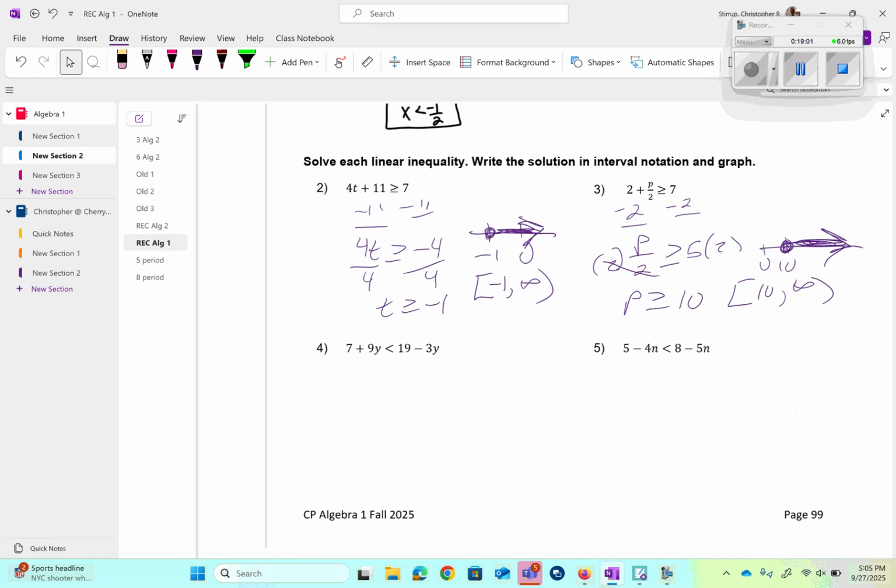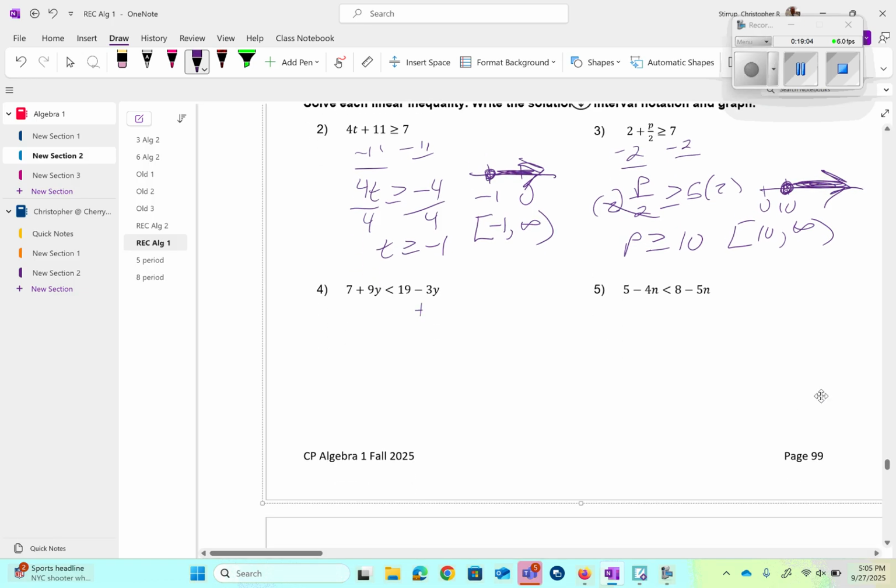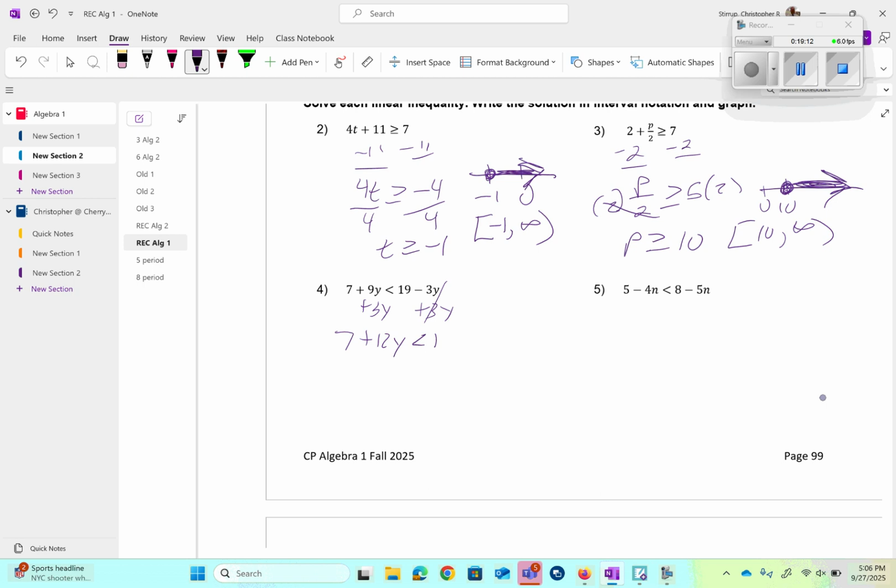Number 4, we want to go ahead and get y by itself, so perhaps I add 3y to both sides first. Those cancel out, so that's going to give me 7 plus 12y is less than 19. Subtract 7 from both sides, so 12y is less than 19 minus 7 is 12. Let's divide both sides by 12. So y is less than 1. So our interval notation is going to go from negative infinity to 1, round bracket there. We made a number line. If we had 0 here, 1 here, open dot here, shading to the left to infinity.